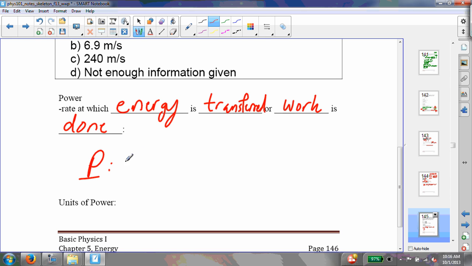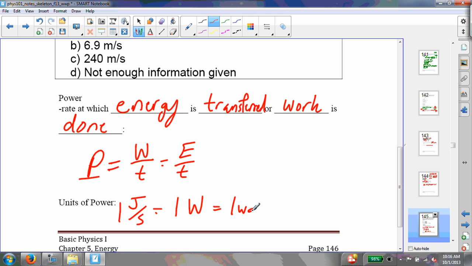Power, which we'll call capital P, is just equal to work over time, or you can think of it as energy over time. It has units of joules per second, but 1 joule per second is called 1 watt, named after the scientist Watt. That comes up in the homework a couple of times. You just need to know what power is, that it's work over time. There's an alternate expression, which comes up in the homework once.